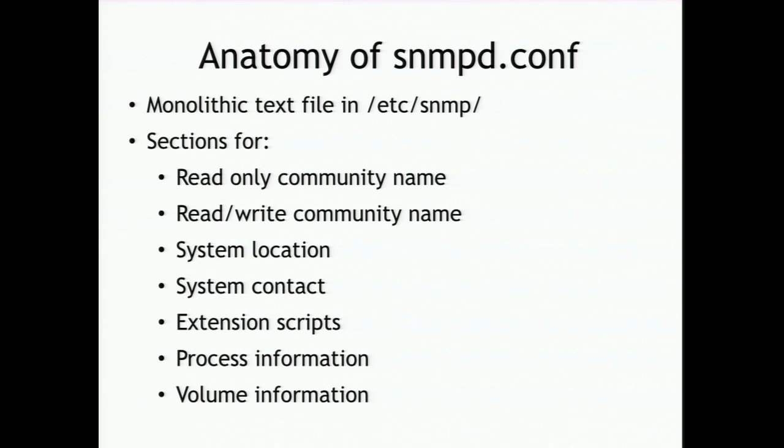It is one huge monolithic text file. When you open it by default, it has a lot of commented out stuff, a lot of stuff you don't need or don't use. I myself just erase it and put in just what I need. There are different sections in there. It has an entry for the read-only community name, an entry for the read-write community name, system location, system contact, extension scripts to extend the SNMP agent, which I'll cover more, and it even has process information.